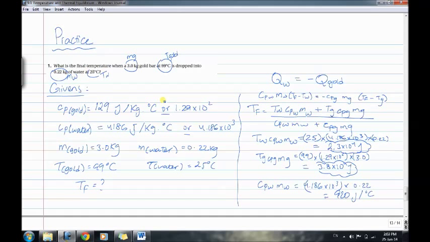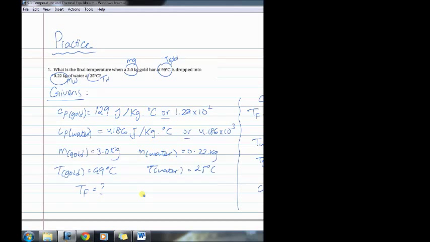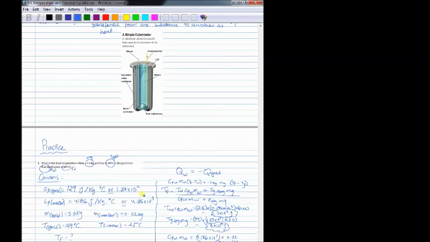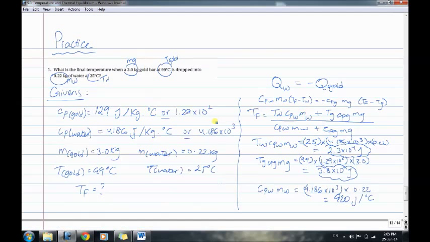What is the final temperature when a 3.0 kilogram gold bar at 99 degrees Celsius is dropped into 0.22 kilogram of water at 25 degrees Celsius?